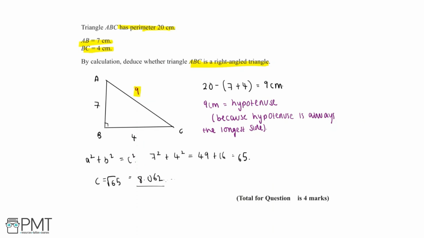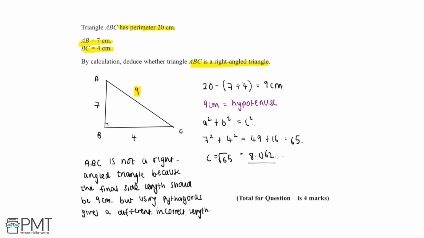So now that we've found out that the triangle cannot be a right angle triangle because the side length is not equal to 9 like it should be, we can have a final conclusive statement saying that triangle ABC is not a right angle triangle because the final side length is not equal to 9 centimeters.